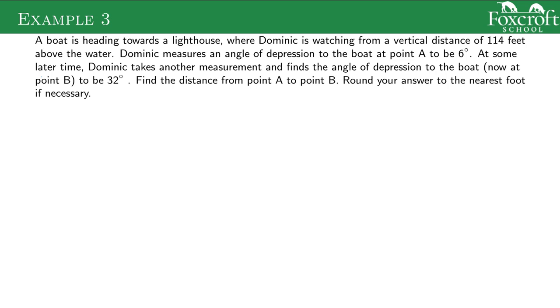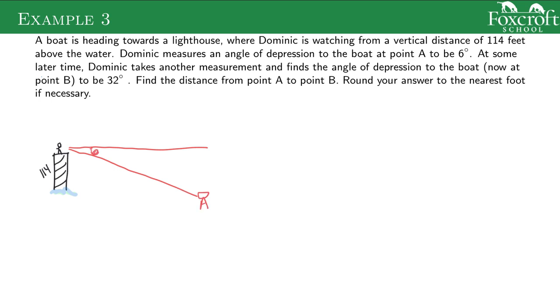A boat is heading towards a lighthouse, and Dominic is watching from a vertical distance of 114 feet above. So we have this lighthouse, and Dominic's standing up here, and that is 114 feet above the water. He measured an angle of depression to the boat at point A to be 6 degrees. Remember, with angle of depression, you start off with a flat line and go down. So this is the angle of depression of 6 degrees, and that's where the boat is at point A.